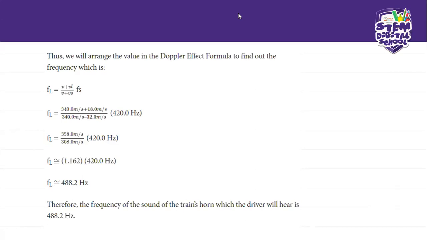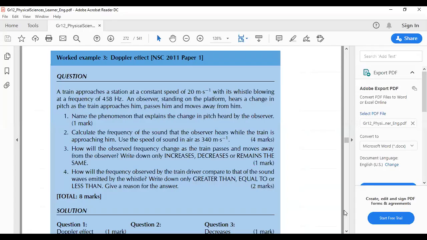This is the Doppler effect. But we're going to do some more application of the Doppler effect. Okay, let's just see this one more example. It says here, a train approaches a station at a constant speed of 20 meters per second with the whistle blown at a frequency of 458.